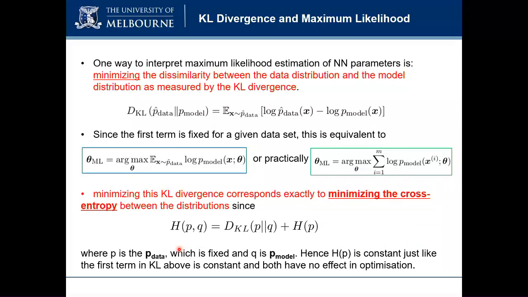So now we want to interpret this. One way to interpret this maximum likelihood estimation of neural network parameters is minimizing the dissimilarity between the data distribution and the model distribution. So that's what I'm trying to do, right? I want to create a neural network model that approximates the data as much as possible. That's the approximation business that I said in the beginning: y equals f of x, and my y equals g of x, theta, which is the neural network representation.